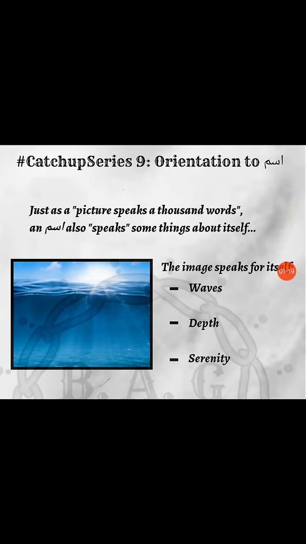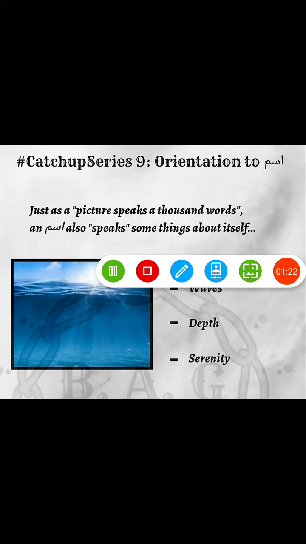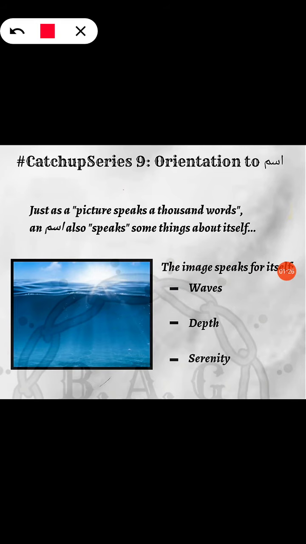Now, as you can see, I have a picture of an ocean over here, and I have also written something here. It says that just as a picture speaks 1,000 words, an ism also speaks certain things about itself. All right, so when we look at this picture, what common words do we think of? What comes to our mind? We think of waves, the depth of ocean, and how calm and serene it is. All right, so these are the common things that almost everybody can get from this image of an ocean. So we can say, in other words, that the image speaks for itself.